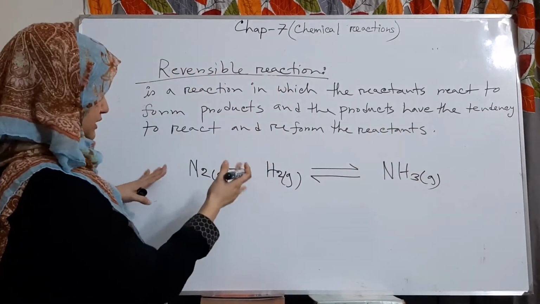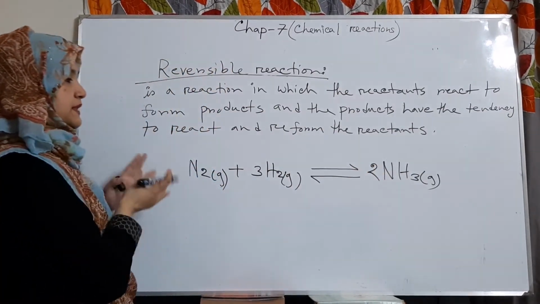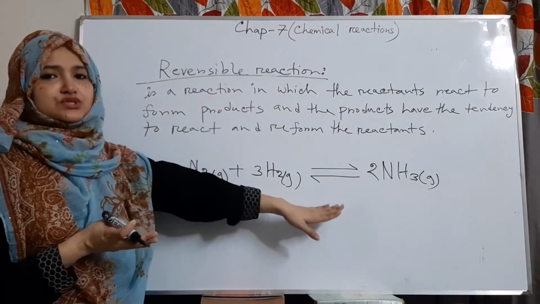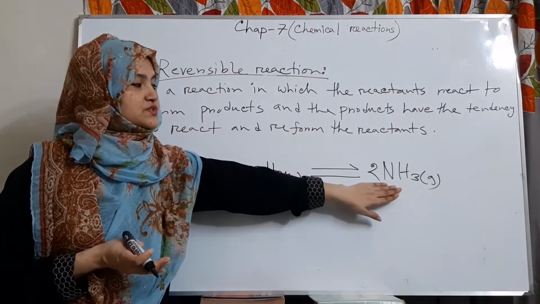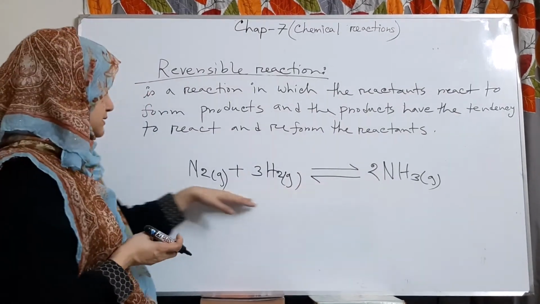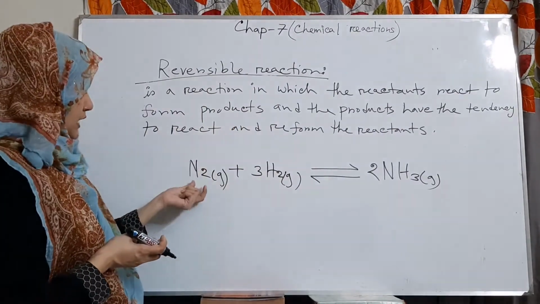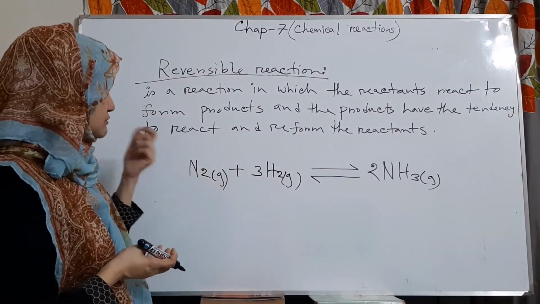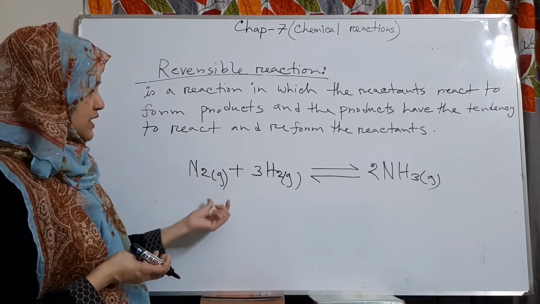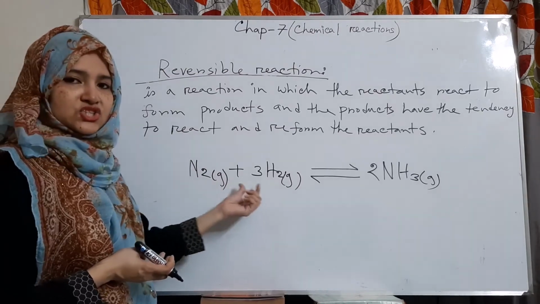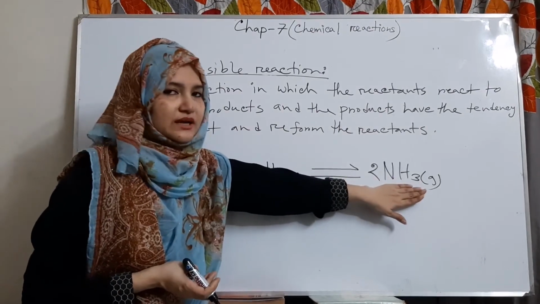And we can balance this. This is 3, this is 2. This process is known as the Haber process, the industrial process of ammonia production, a very important industrial reaction. We can say this reaction like that: nitrogen and hydrogen react with each other in a 1:3 ratio and produce ammonia gas.